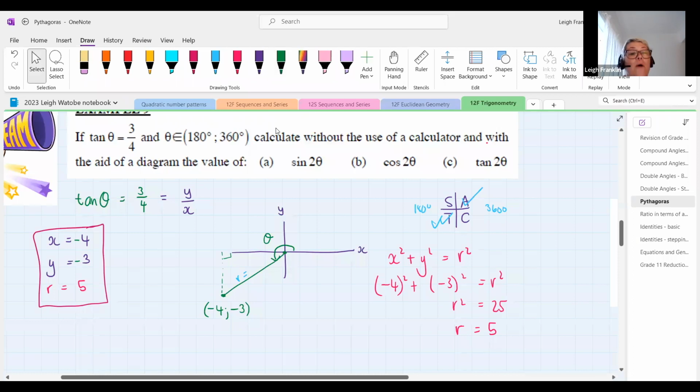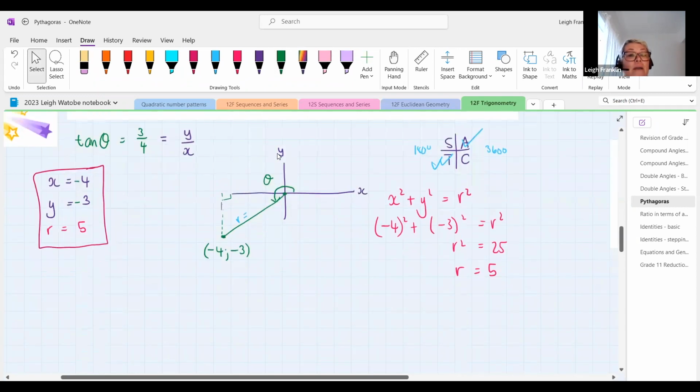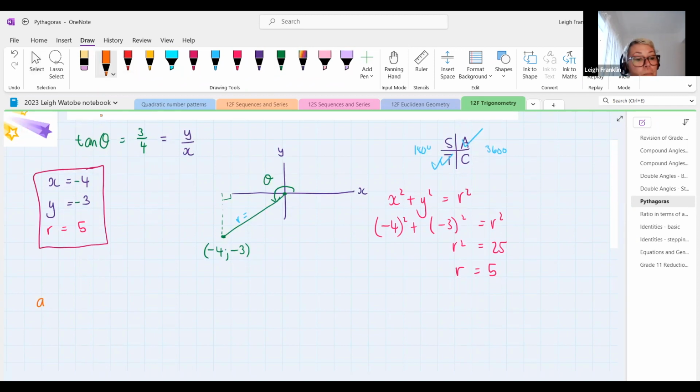Now let's go and have a look at the questions. Now we are applying our double angles. The first one that they give us is sine 2 theta in A. So what we would do now is obviously write that down.